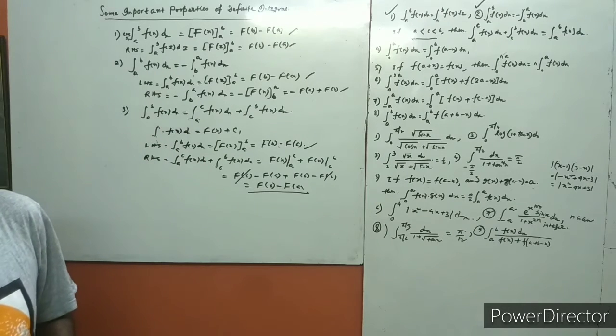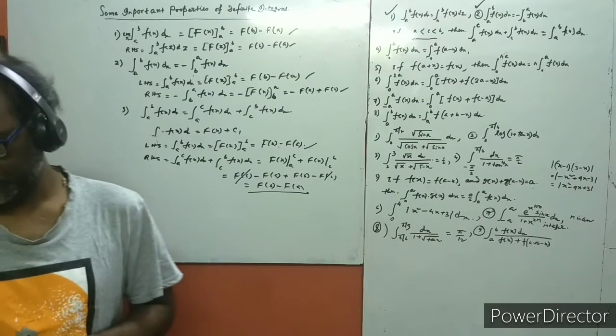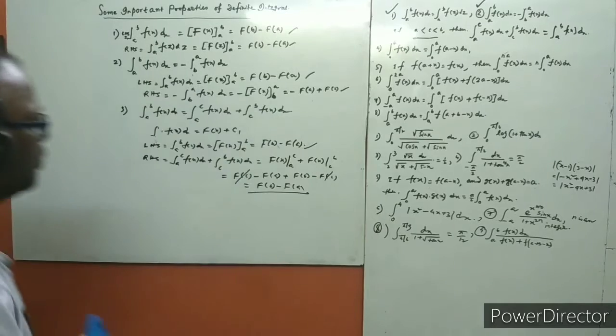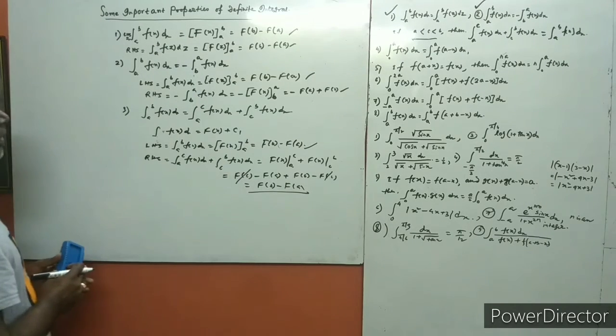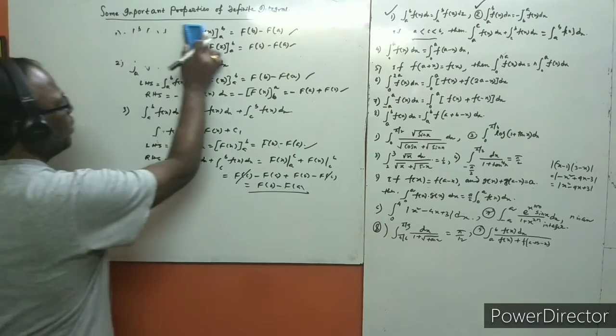And now property number 4. This is a very important property. See the proof clearly. This is the most important point. And now see the fourth property.